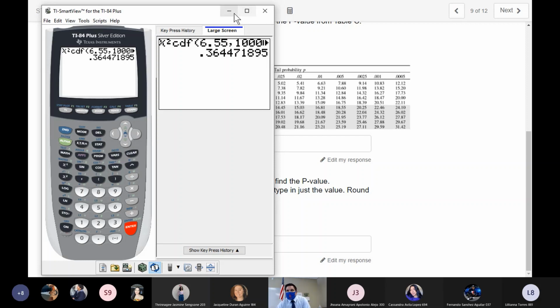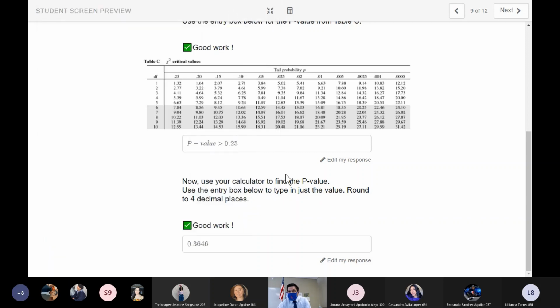All right, so yeah, we do get a slightly different response, but ultimately it does not change anything. All right. Any questions on this part?